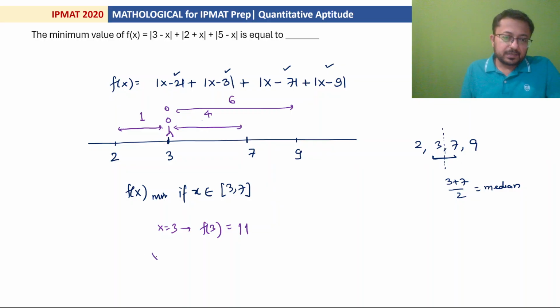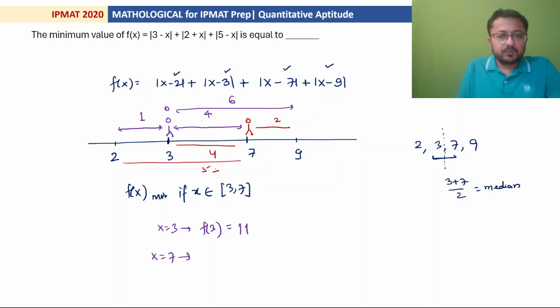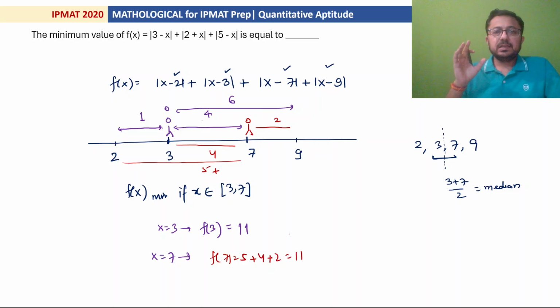Similarly, if we calculate at x equal to 7, so if x is standing at 7, what will the sum of distances be? This will be 2, this here is 4, at 7 it is 0, and from 2 this will be equal to 5. So 5 plus 4 plus 2, f(7) is equal to 11. So at any point between 3 and 7, f(x) will be minimum and that value will be constant, which is equal to 11 in this case.